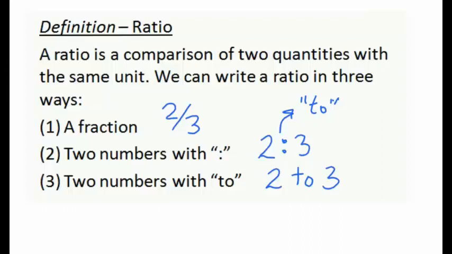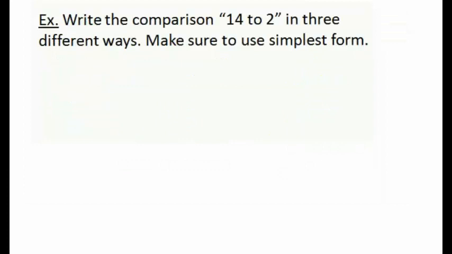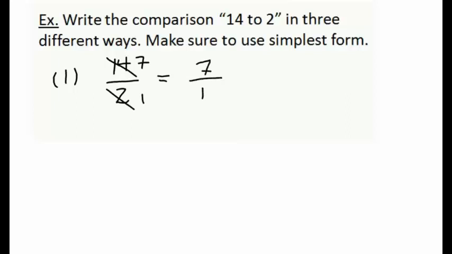Let's say we have the comparison 14 to 2, and we want to write this comparison in all three different ways. The first way is using a fraction. So we could put the first number as the numerator, second number as the denominator, and try to get this into simplest form. Well, if we were to divide both of these numbers by 2, we get 7 over 1, which is the same thing as 7.